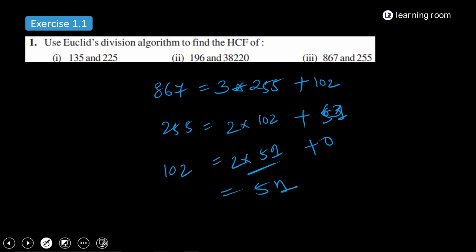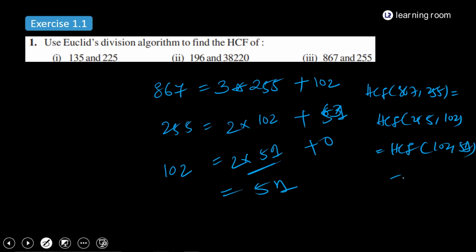So now tell me what are HCF of 867 comma 255 is equal to HCF of 255 comma 102, is equal to HCF of 102 comma 51, which is equal to 51. Clear? Anirudh, could you do it or do you need some time? You did it, good, very good.